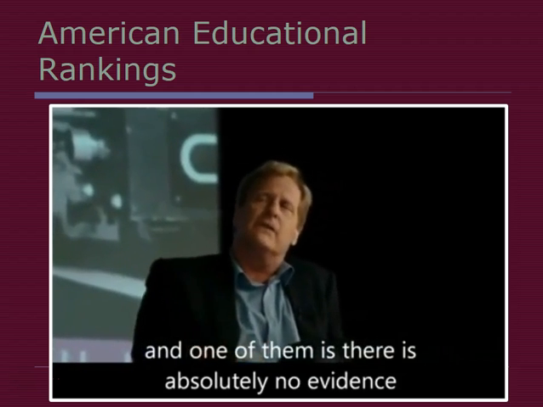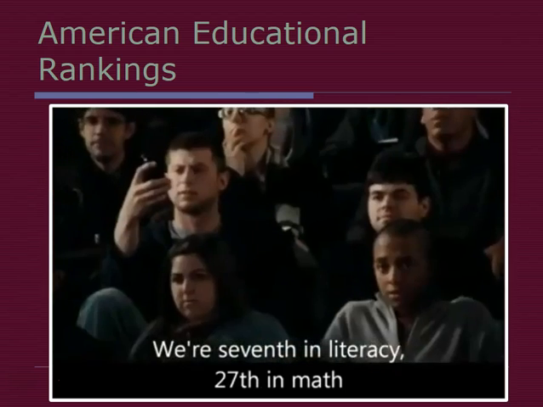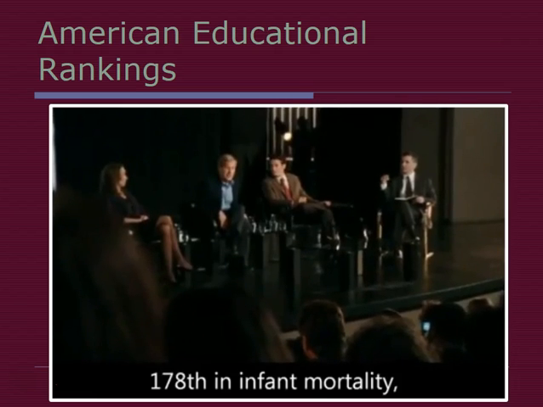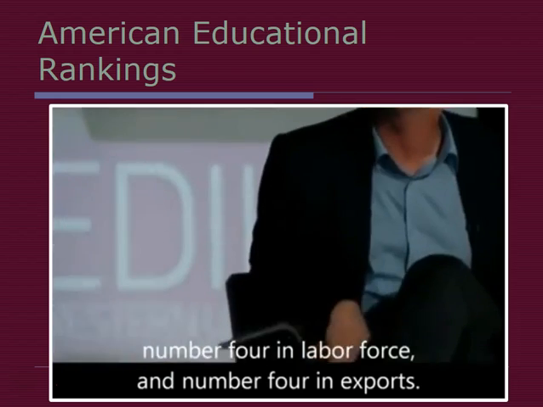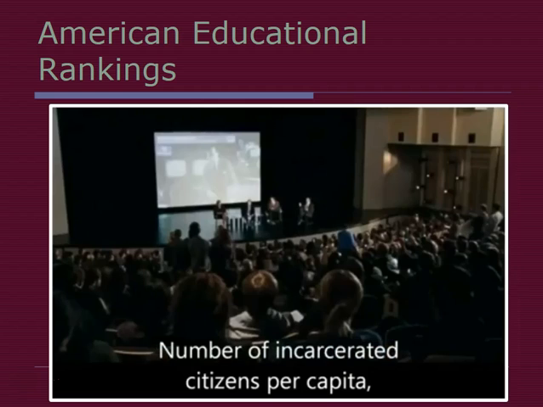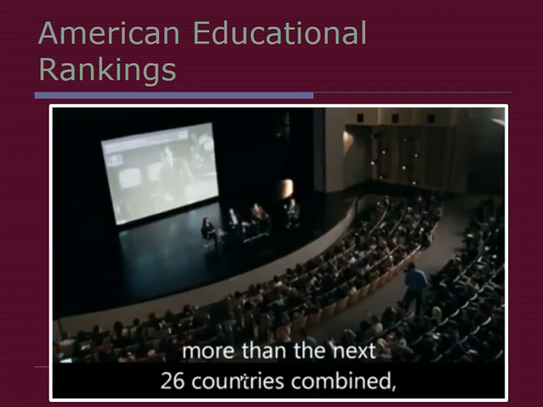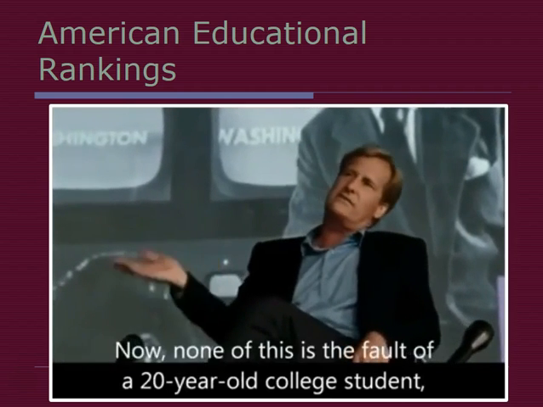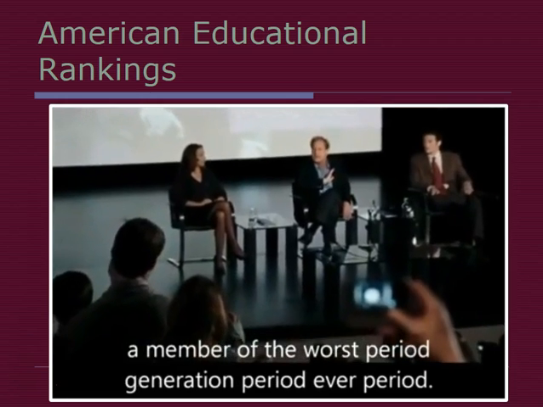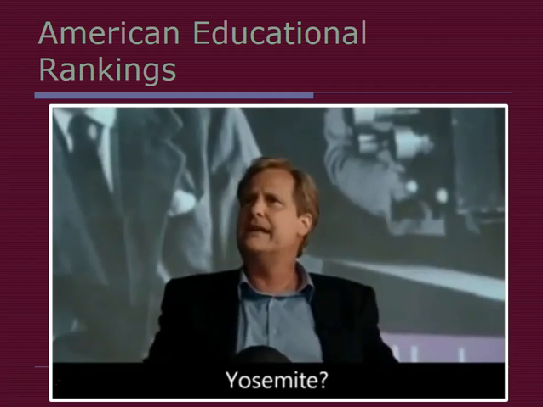And one of them is, there is absolutely no evidence to support the statement that we're the greatest country in the world. We're 7th in literacy, 27th in math, 22nd in science, 49th in life expectancy, 170th in infant mortality, 3rd in median household income, number 4 in labor force, and number 4 in exports. We lead the world in only 3 categories: number of incarcerated citizens per capita, number of adults who believe angels are real, and defense spending, where we spend more than the next 26 countries combined, 25 of whom are allies. Now, none of this is the fault of a 20-year-old college student, but you nonetheless are, without a doubt, a member of the worst generation ever. So when you ask what makes us the greatest country in the world, Yosemite?